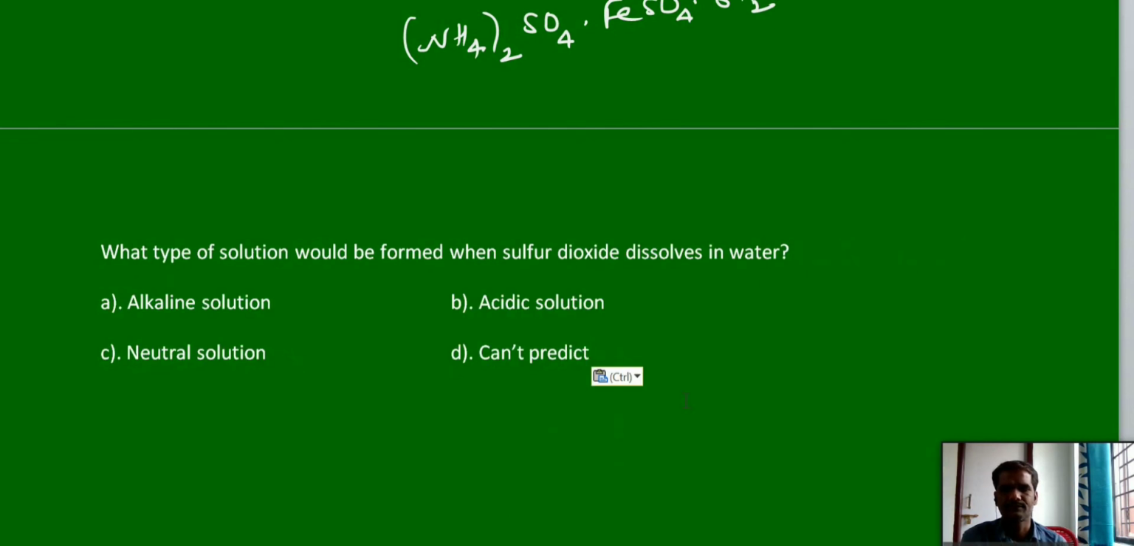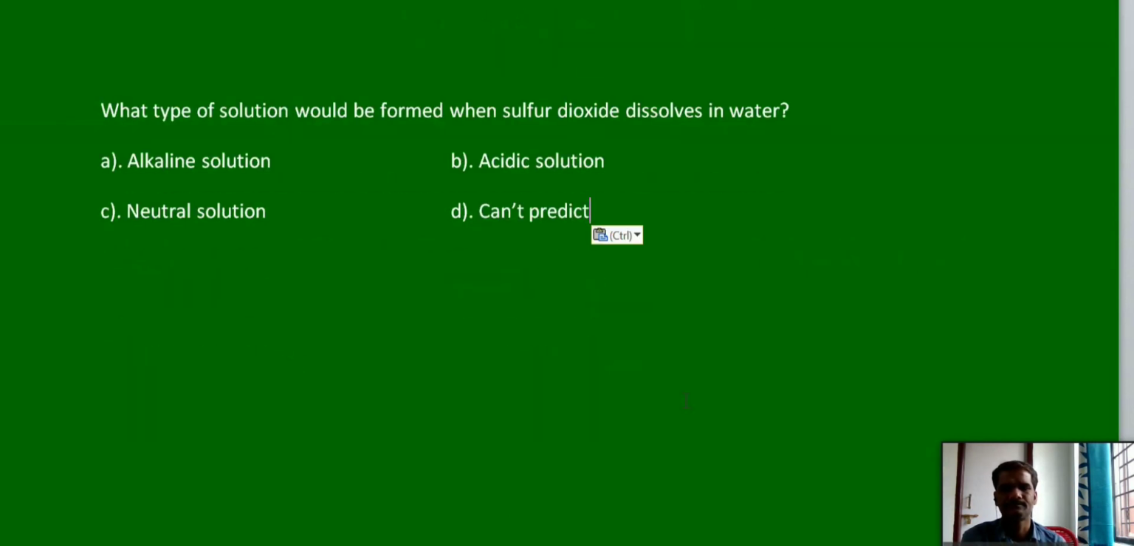See this question. Here sulfur dioxide is an acidic oxide. When you dissolve it in water, you will get an acidic solution. Very nice.